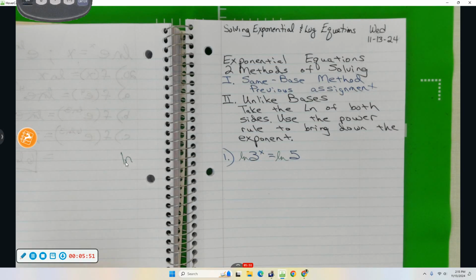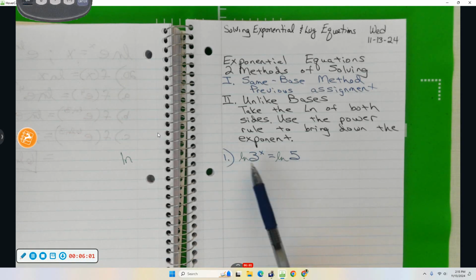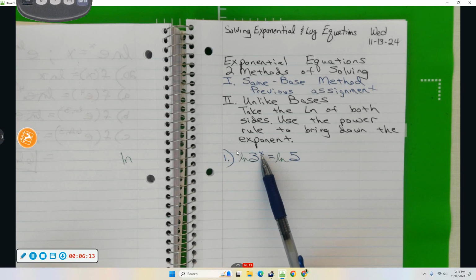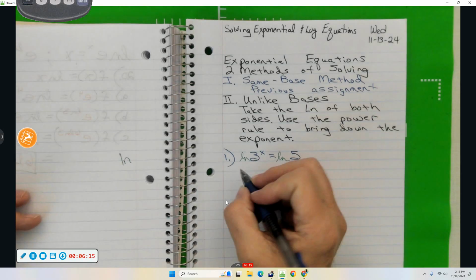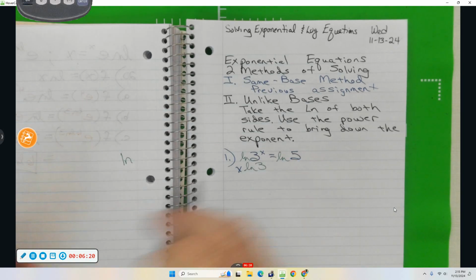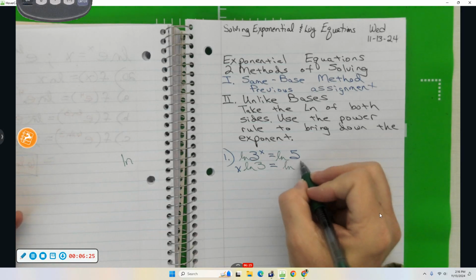When you're typing it in, that's what it looks like. It looks more like a 1N or an IN, so I'll use cursive to make sure you realize that is a natural logarithm. So we take the natural log of both sides, then we use the power rule of logarithms to bring down the exponent. Well, there's only one exponent. We're going to bring it down. X times the natural log of 3 is equal to the natural log of 5.